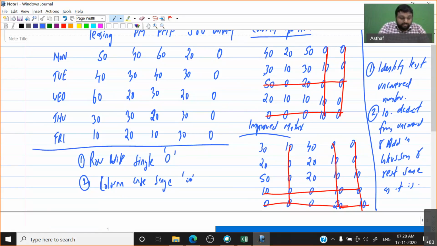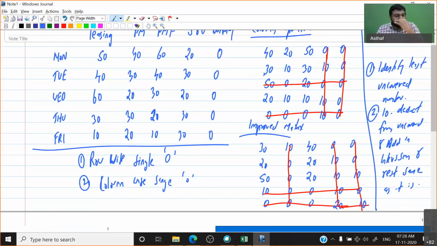Suppose if a row-wise single zero is not there, then we will go with a column-wise single zero. So if you look here, first we have two zeros. Since we have two zeros, it is not preferable. The next row also has two. Look at the third row: you have only one single zero. So row-wise single zero is preferable.